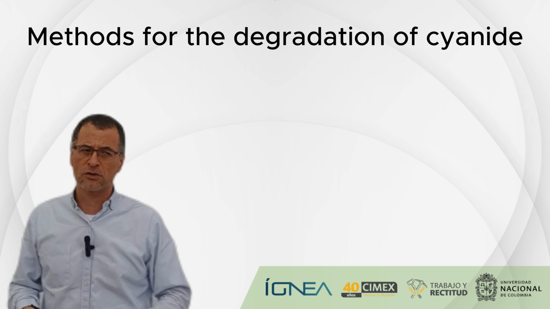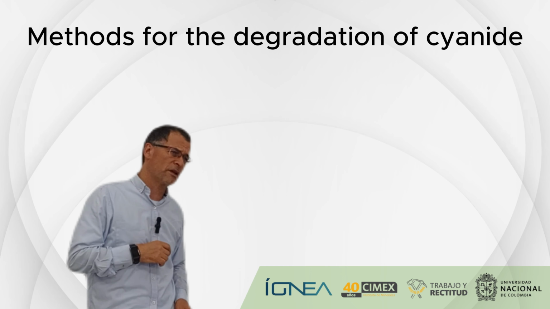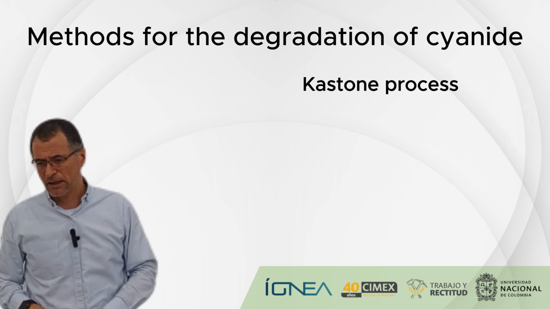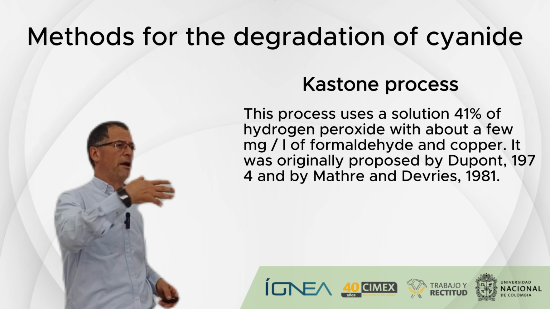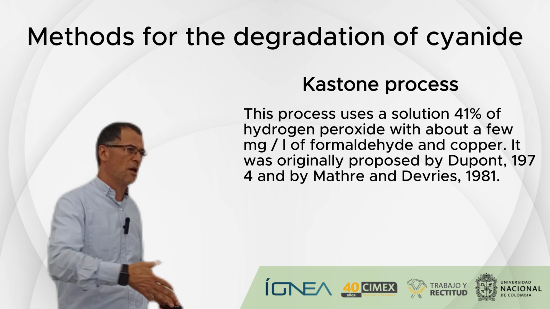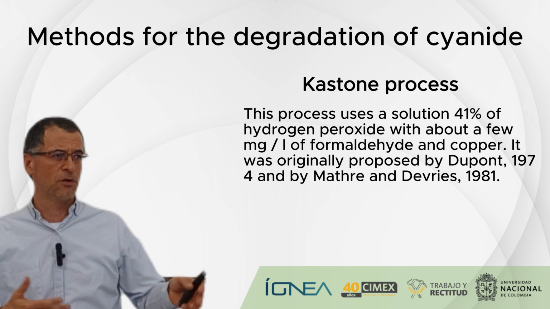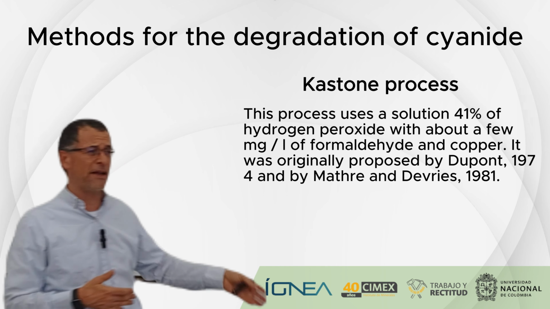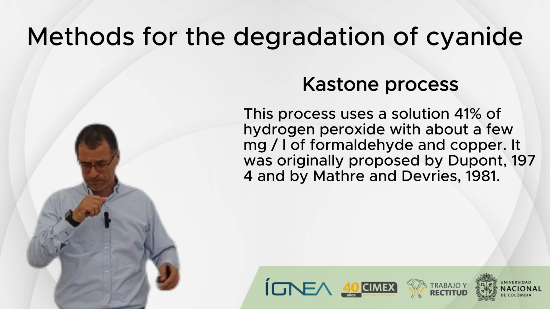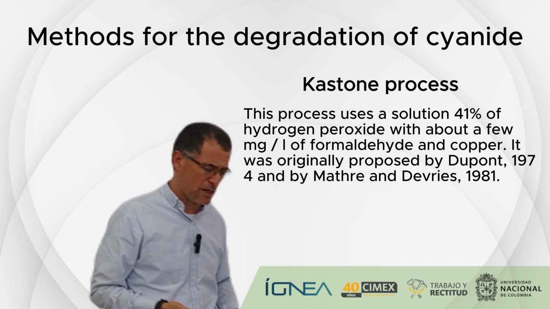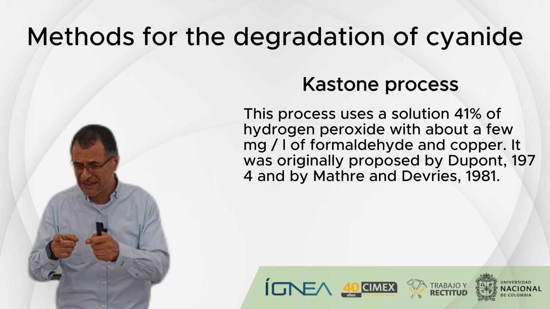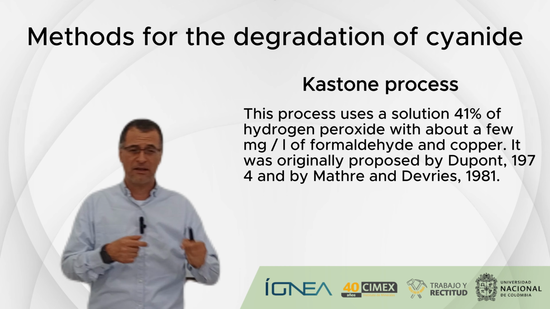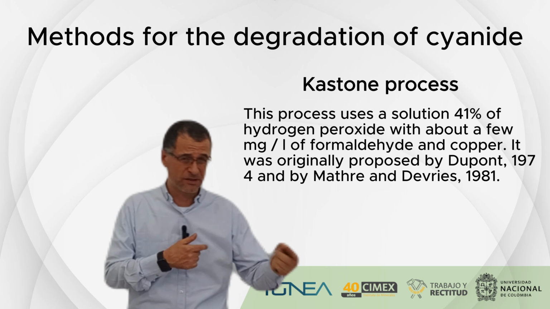Different methods exist. Another method is the Inco process. The Inco process is similar. You use hydrogen peroxide, of course, but at the same time you use formaldehyde and copper. It's a commercial process. But the most important thing is to make an oxidation of the cyanide.